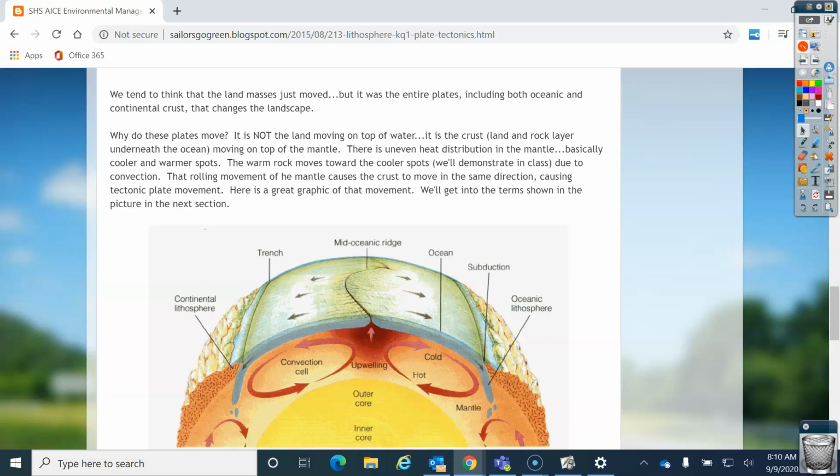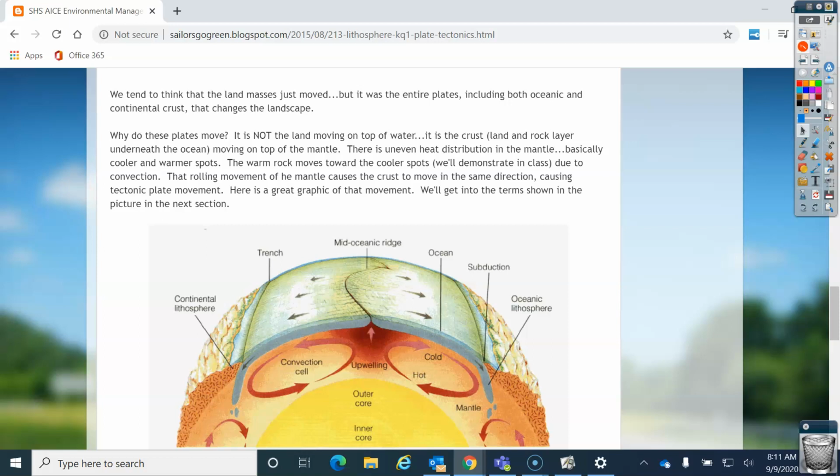But you have to remember that it's the entire crust, from the top of the highest mountain to the bottom of the deepest sea, and then down below that is the mantle. So until you hit the mantle, even the stuff below the ocean is crust, all right? So it was the entire plates. So why do the plates move? It is not the land moving on top of the water. Please make sure that's out of your head. It's not the land just floating on top of the water, moving with the waves and stuff like that. It is solid land moving on top of the mantle.